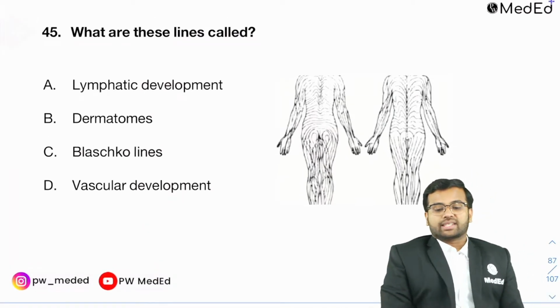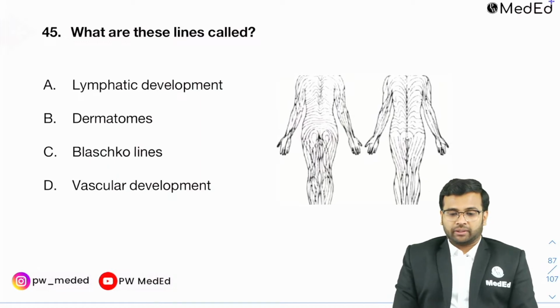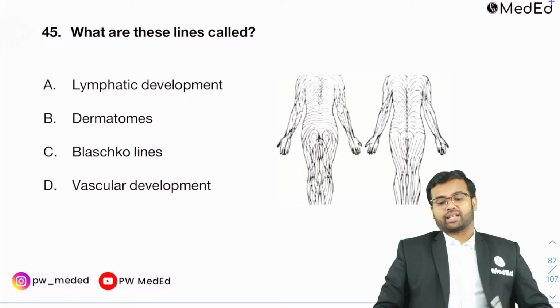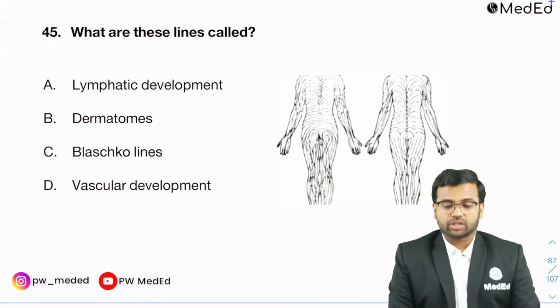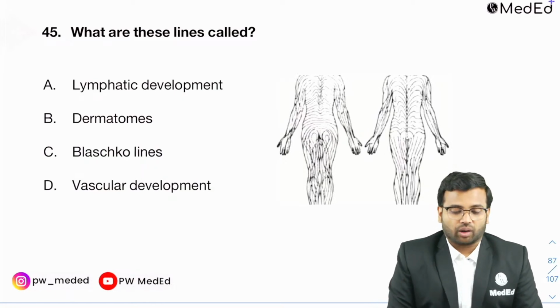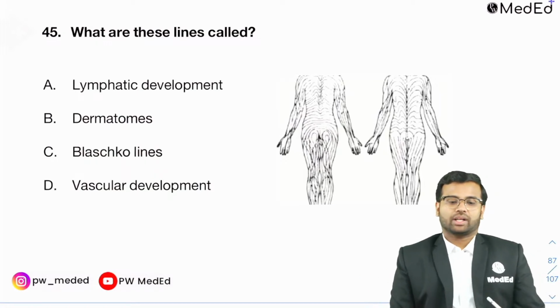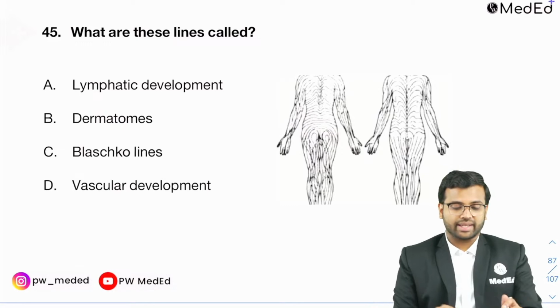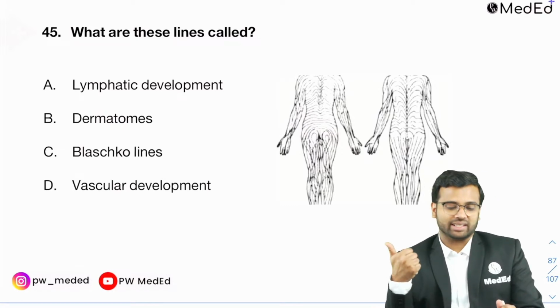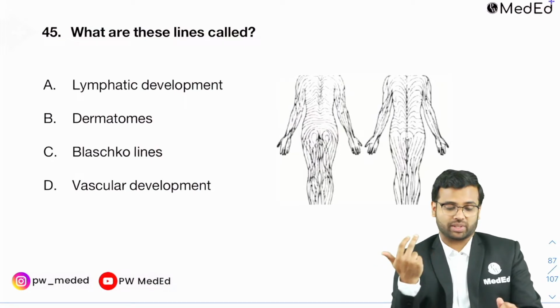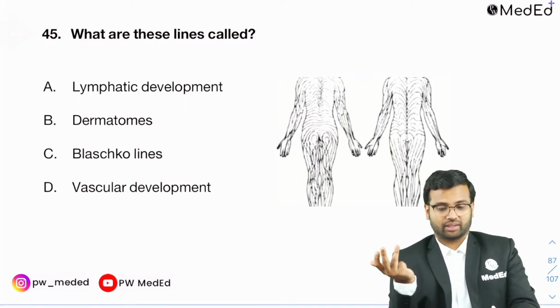What are these lines called as? So Jazeerian, MedPsycho, all of you had answered the previous one. Excellent. So now let's see this question of what are these lines. So these are some lines that you see over the skin. Now from this, is it some lymphatic development lines? Is it dermatomes? Is it Blaschko lines, or is it representing some vascular development?